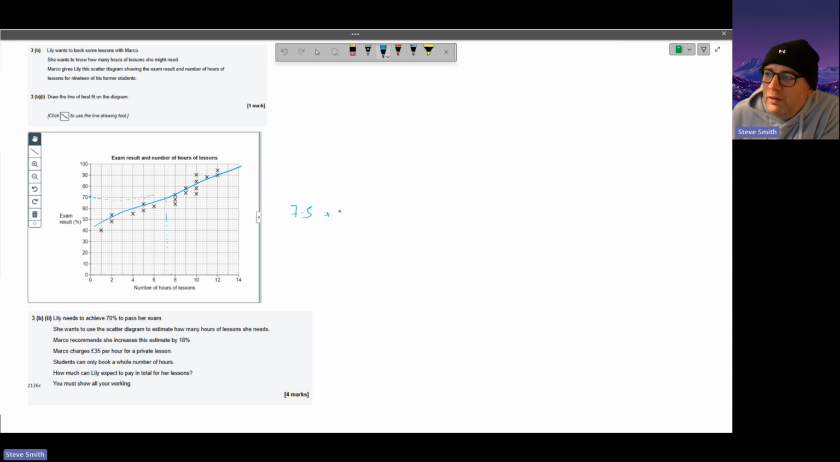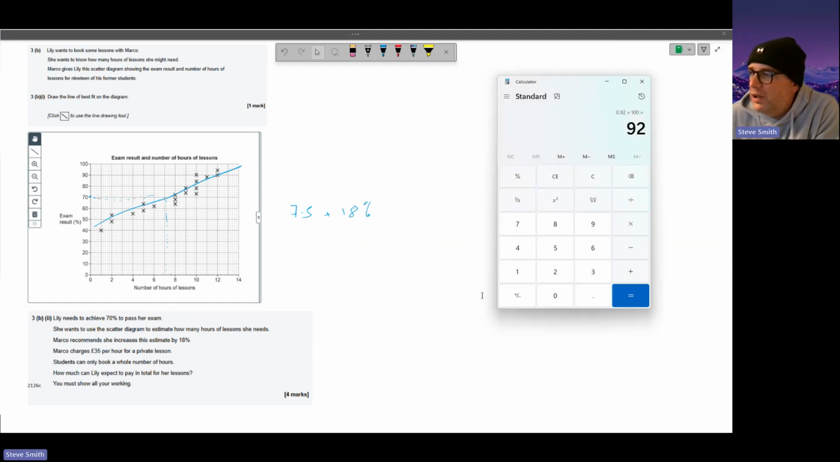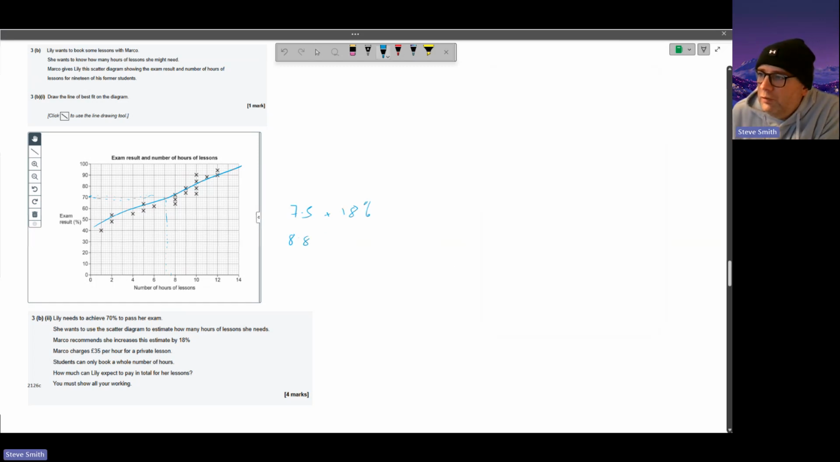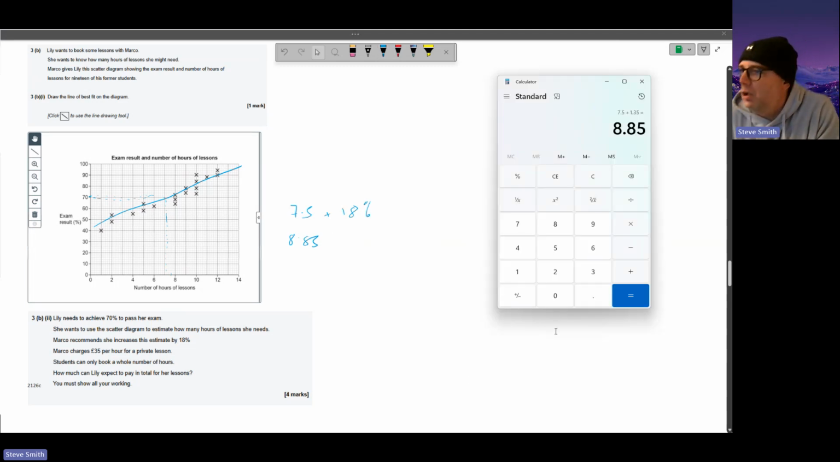Then I've got to add 18%. I've got a calculator, so I can do that in a minute. Let's crack on with that. We can do it 2 ways, like we know. If we've got a calculator, if we've got a percentage button, we can go 7.5, add 18% equals 8.85. 8.85.